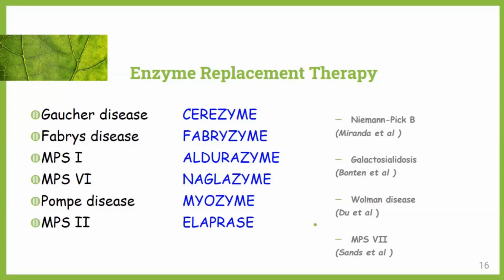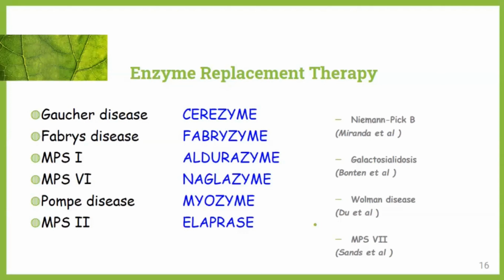In India, in the market, it is available for Gaucher, Fabry, MPS type 1, type 2, and Pompe. These 5 diseases, it is available in the market, that is, DCGI approved, you can buy. And Niemann-Pick disease, galactosialidosis, Wolman's disease, MPS type 4 and MPS type 7, etc., are available through some charitable access programs and other things. So there are so many enzymes available.